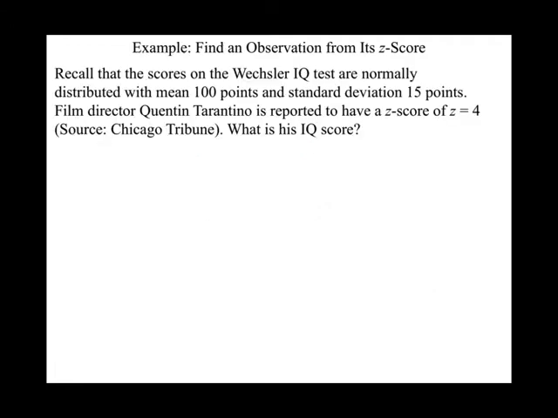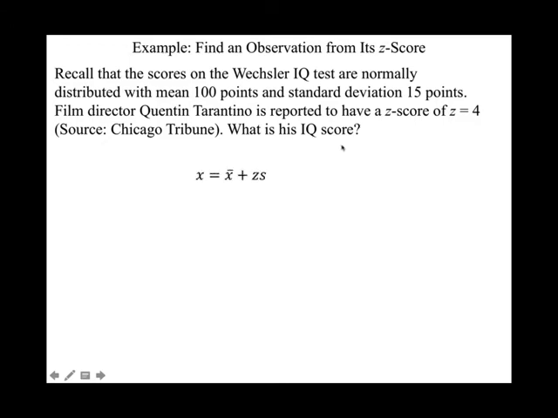Example: find an observation from each z-score. In this example, we're given the z-score and want to find the value of x. Remember the IQ test example? IQ tests are normally distributed with a mean of 100 points and a standard deviation of 15 points. Right now, we know the z-score is 4. What is his IQ score? So we are looking for x.